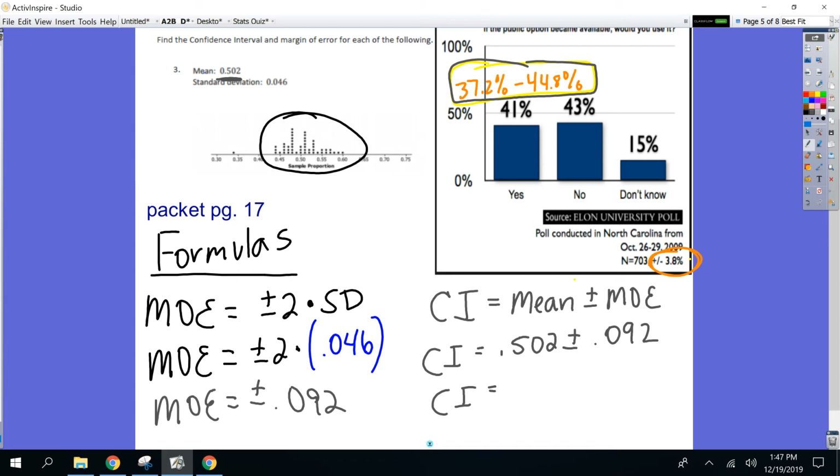And what's our confidence interval here? 0.4124 to 0.5. Nah, bruh.